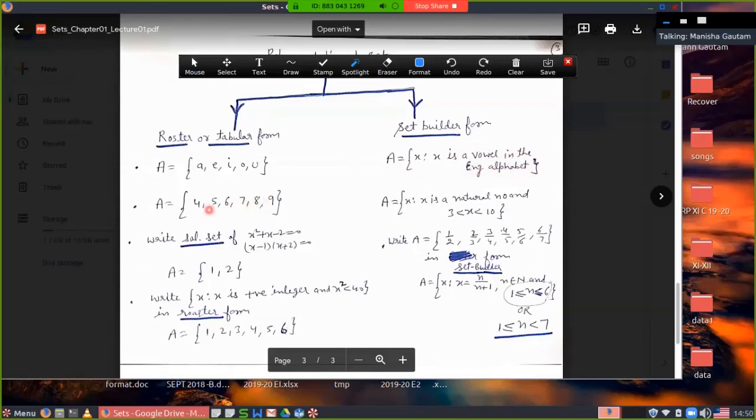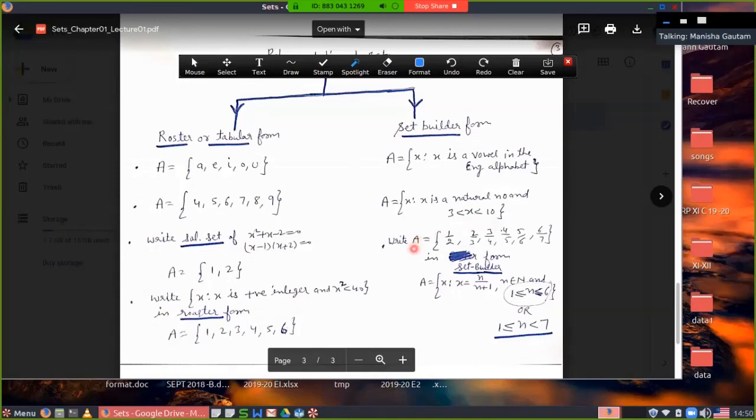Second, here I have written A is equal to 4, 5, 6, 7, 8, 9, set of these elements. This can be written in the set builder form as x is a set of elements such that x is a natural number and x is lying between what? x is greater than 3, less than 10. Here I can write x greater than equal to 4, less than equal to 9. Both are same. You can write like that also.